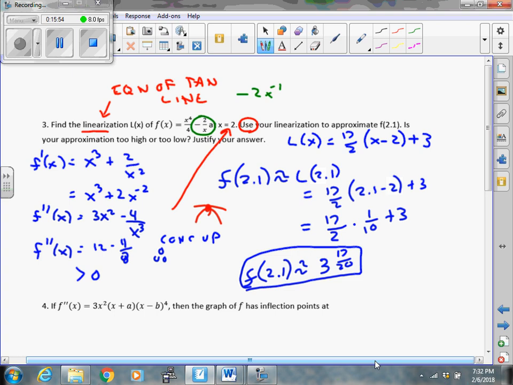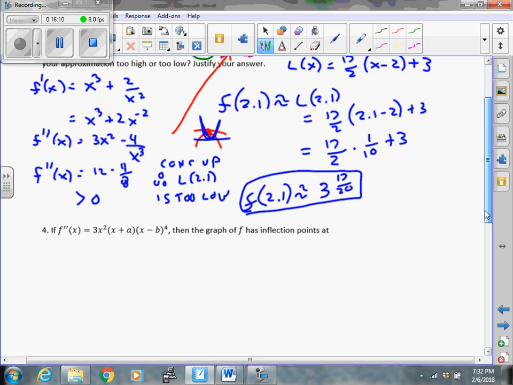Therefore, my L(2.1) is, let's see, concave up, too low. Okay? That's mastering linearization for you guys. That's all we need to know how to do.